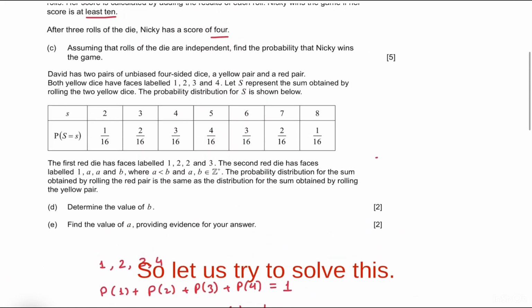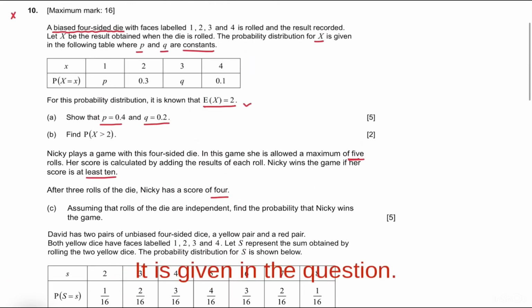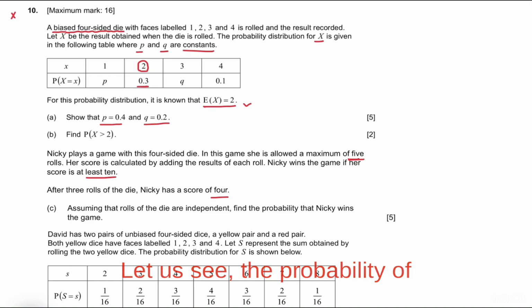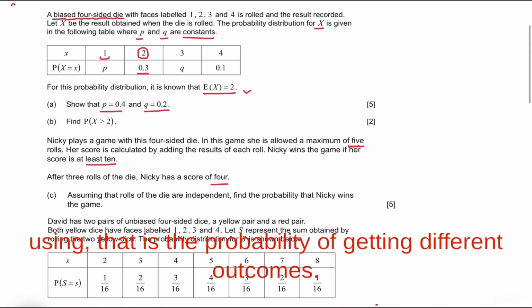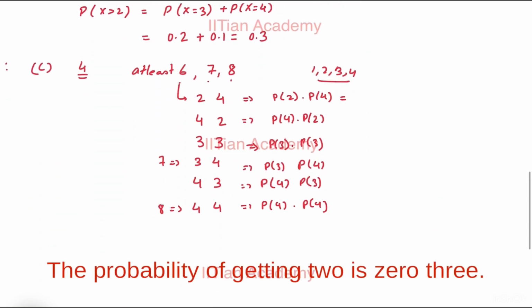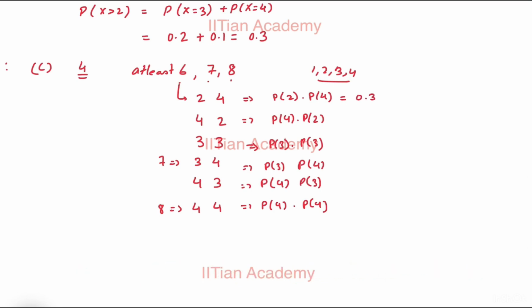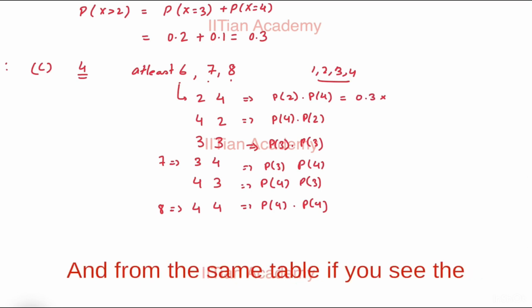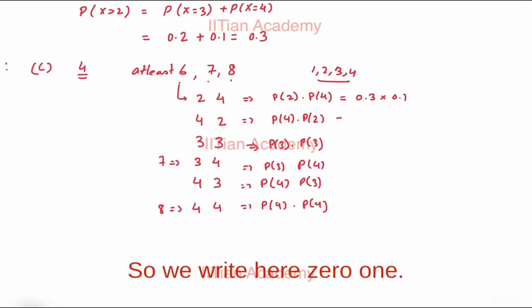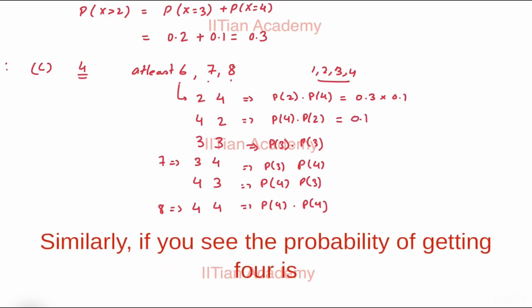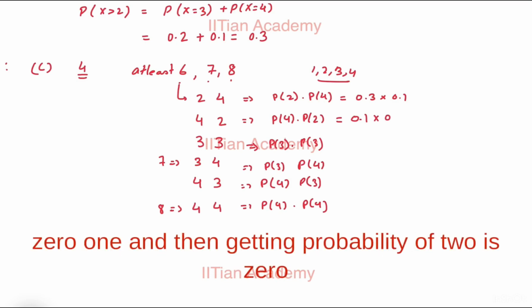So let us try to solve this. What is the probability of 2? It is given in the question. The probability of getting 2 is 0.3. This is the table we will be using, the probability of getting different outcomes. So probability of getting 2 is 0.3. And from the same table, the probability of getting a 4 is 0.1. So we write here 0.1. Similarly, the probability of getting 4 is 0.1, and then the probability of getting 2 is 0.3.